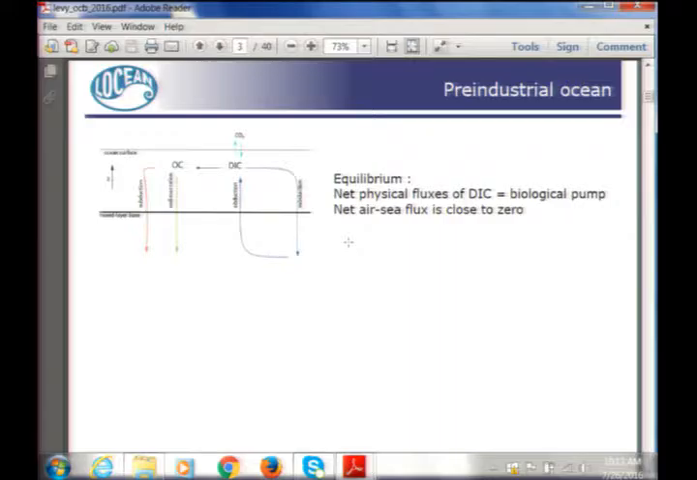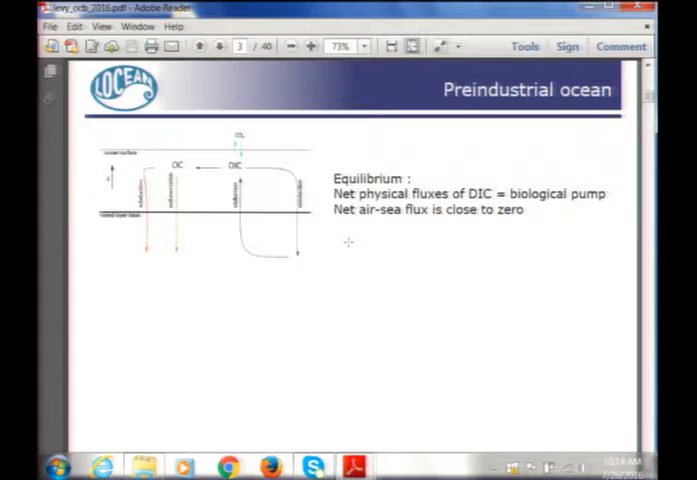So if we think of the pre-industrial ocean, some very, very simplistic view is that when you average over a long time scale, you average out the internal variability, you average out the decadal variability, you have an equilibrium, and the biological pump is equal to the net flux of DIC that comes to the surface. You can assume that if you forget about the inputs from rivers, the net flux between the ocean and the atmosphere is 0. And so you have a balance between these fluxes and these fluxes.